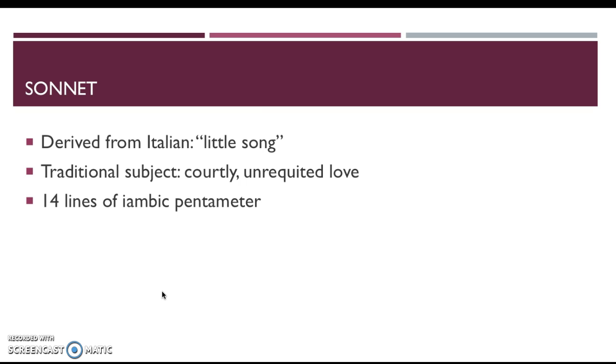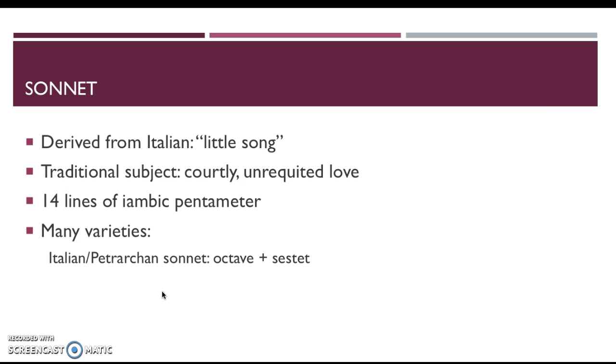The sonnet consists of 14 lines of iambic pentameter, and if you can't quite remember what iambic pentameter is, you should review last week's materials. But 14 lines, and there are many varieties. But the two most popular traditionally are the Italian sonnet and the English sonnet.